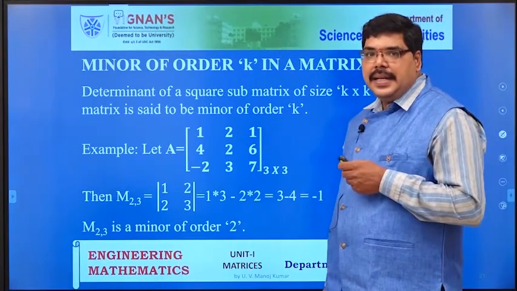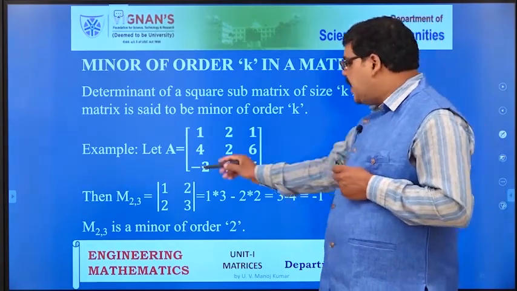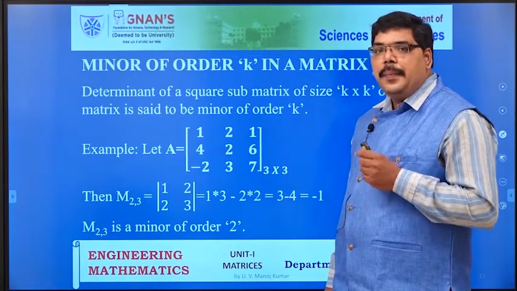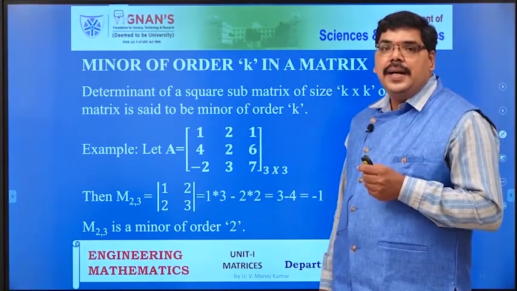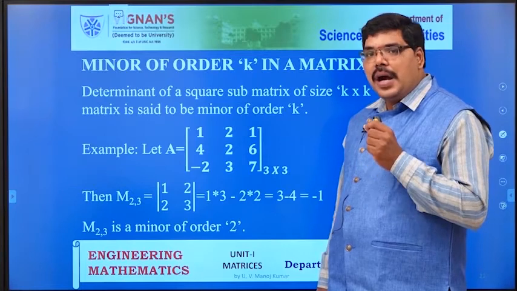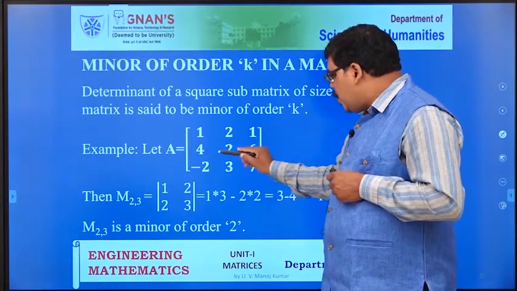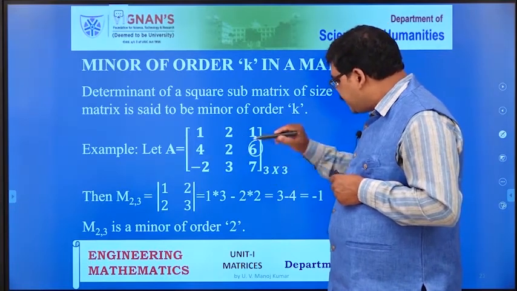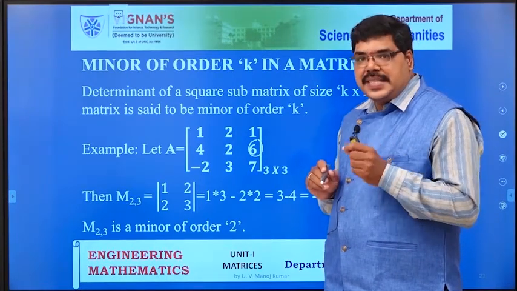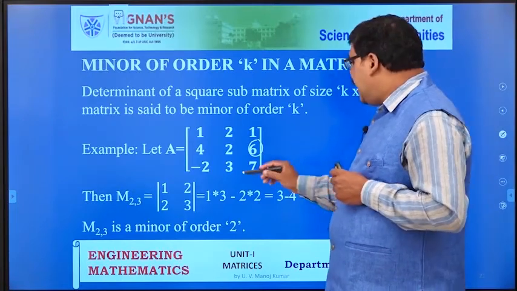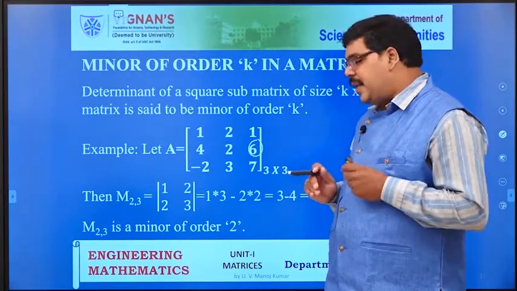Here are examples for minor and kth order minor. In the matrix capital A, I want to find the minor of the element 2, 3. That means I want to find the minor of the element in the second row and third column. Looking at the matrix, in the second row, third column, the element is 6. I want to find the minor of element 6. So what do I have to do? I have to delete the row and the column of that particular element.